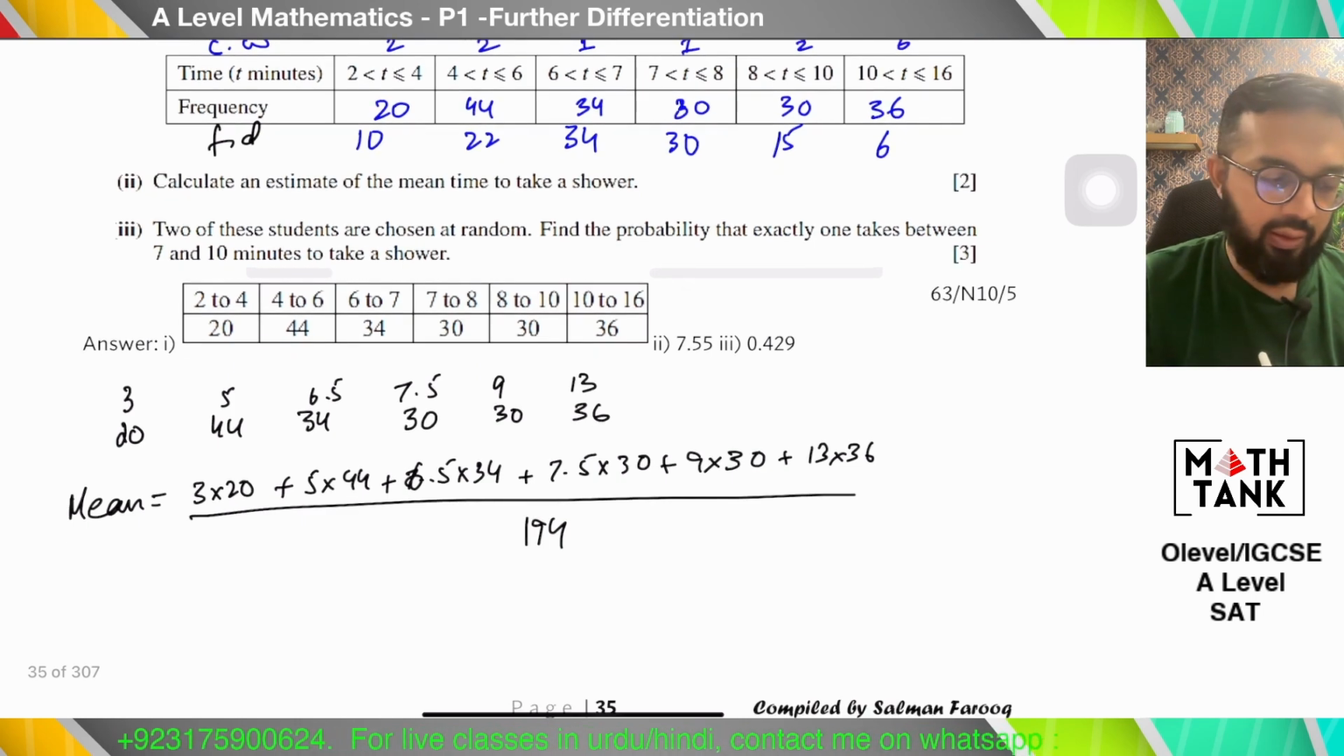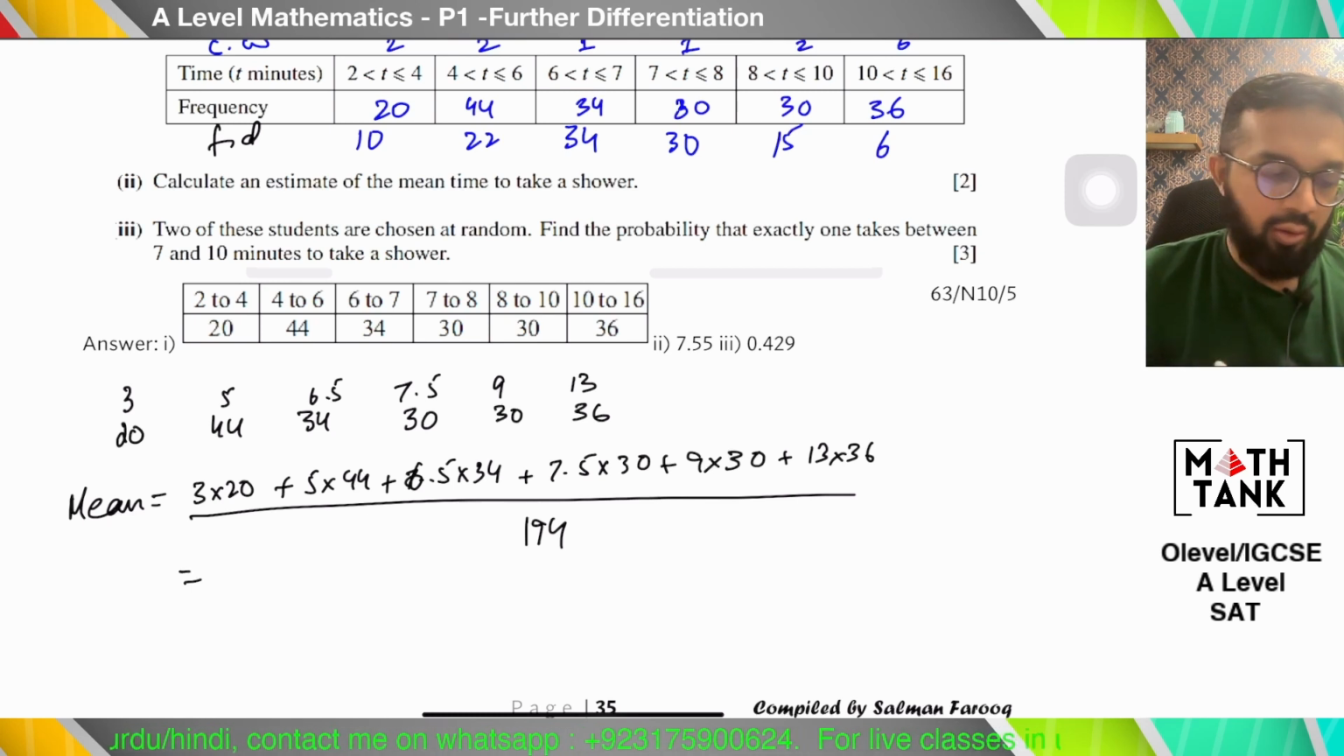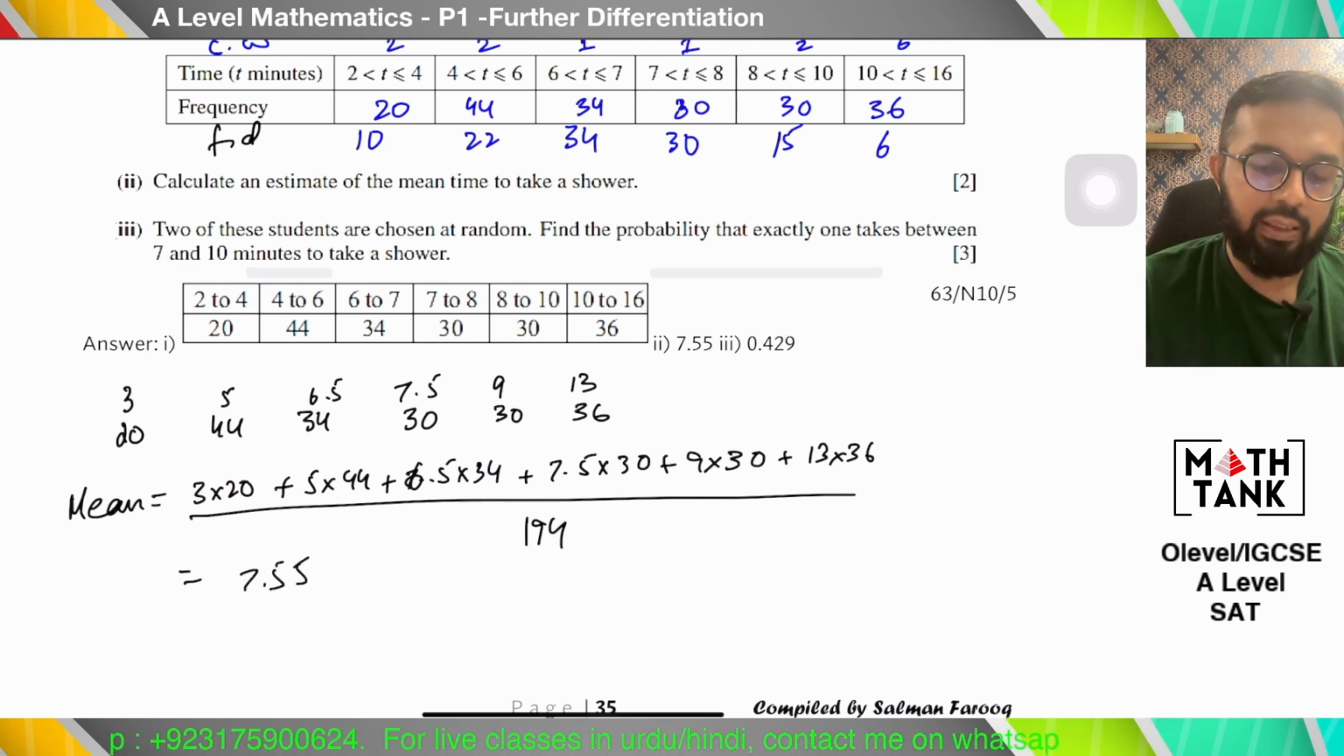So let's write this. 3 into 20 plus 5 into 44 plus 6.5 into 34 plus 7.5 into 30 plus 9 into 30 plus 13 into 36. You must be good with your calculators because this takes time, and there will be errors as you go on and do them. Okay, so I'm getting 7.55, and yes, that's the correct answer.